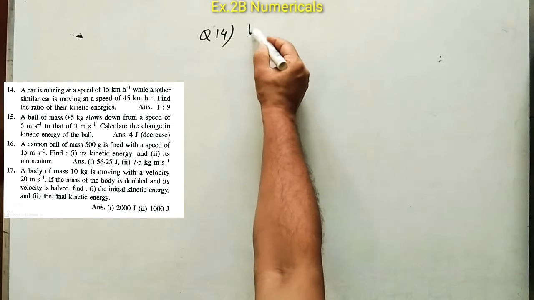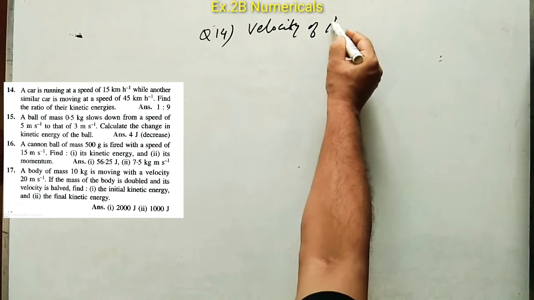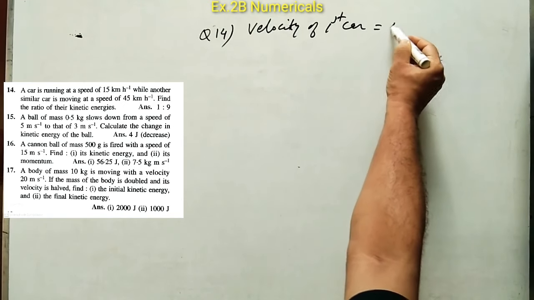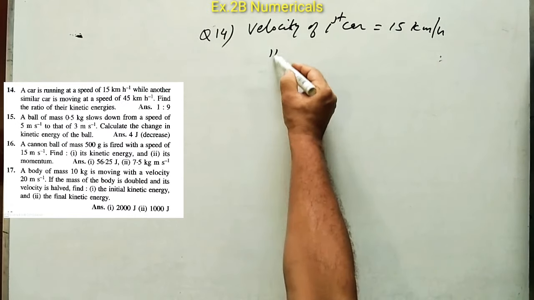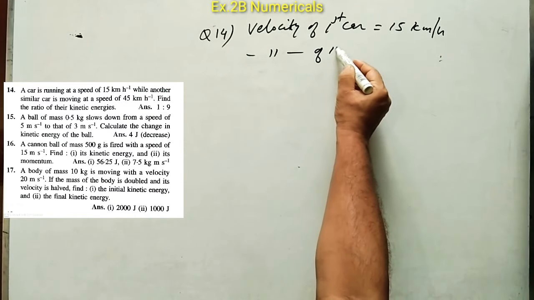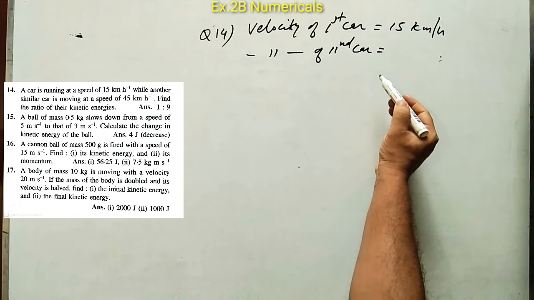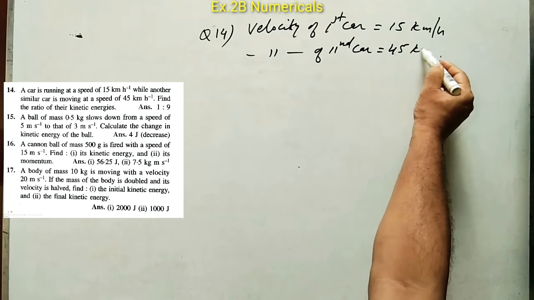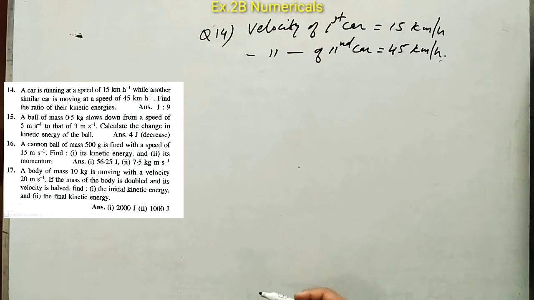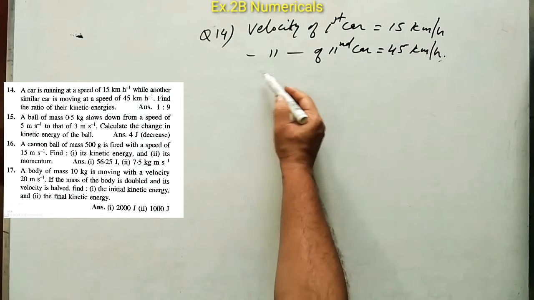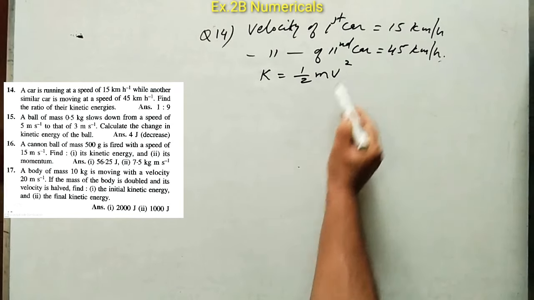Velocity of the first car is given as 15 km per hour. And the velocity of the second car is how much? It is 45 km per hour. Clear? Yes. We have to calculate the kinetic energy. So the kinetic energy is given by half mv square. All of you know the formula.